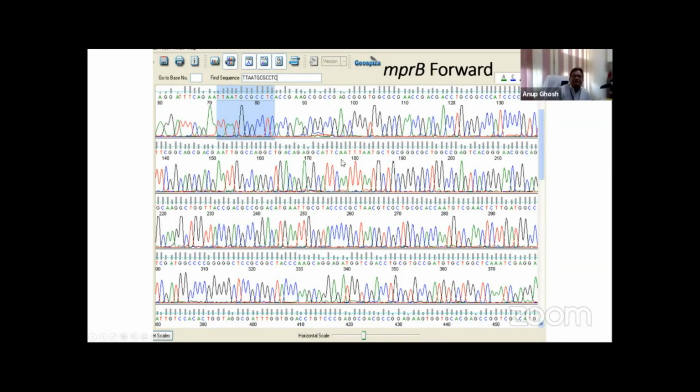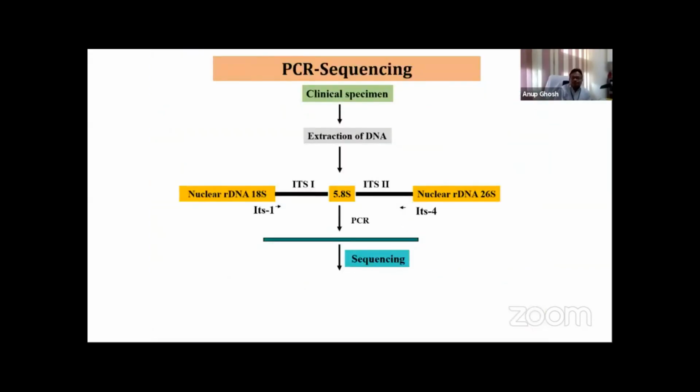When we do the sequencing, we get this kind of peak, and you see there are different colors: A is a different color, C is a different color, G and T, they are all different colors. We open our sequencing result in one software, then copy it and put it into another software where you get only the sequence like ATGC and so on, and then you can match.